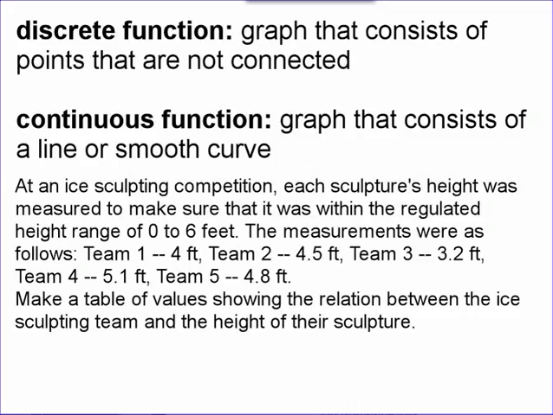A discrete function is a graph that consists of points that are not connected. So discrete, the points are not connected, they're just points. A continuous function, if you think of the word continuous, it means it goes on forever and ever, it doesn't stop. A continuous function is a graph that consists of a line or a smooth curve. So we will be using these in our problem next. Let's look at this problem.